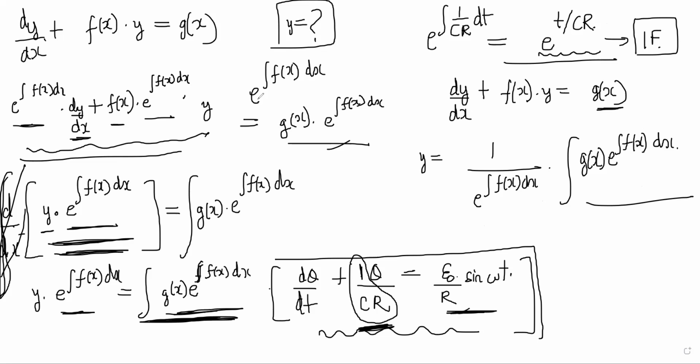This e power integral f(x) dx is called the integrating factor. You multiply it, and then you will notice that this part becomes y into the integrating factor. That term's derivative is these two terms. Now we will do the same thing here.